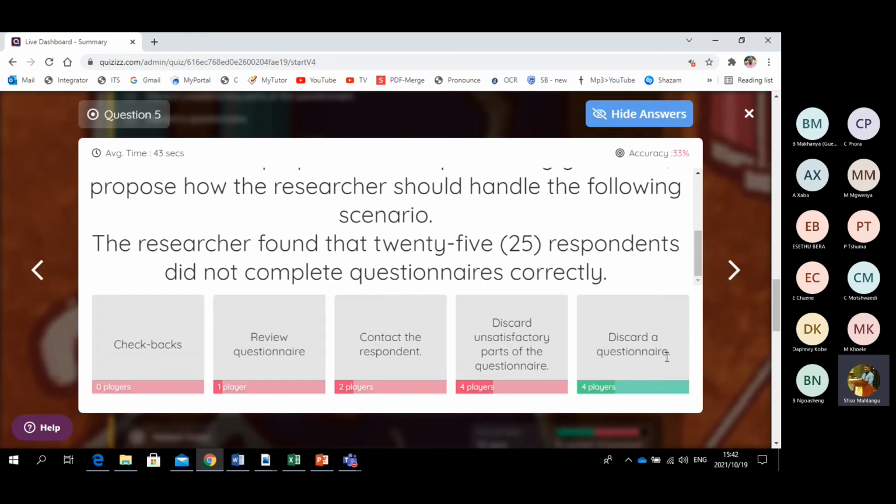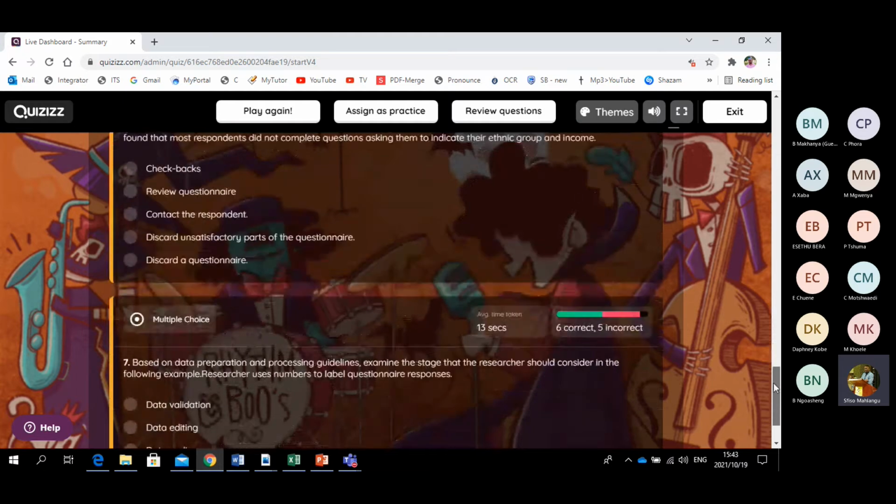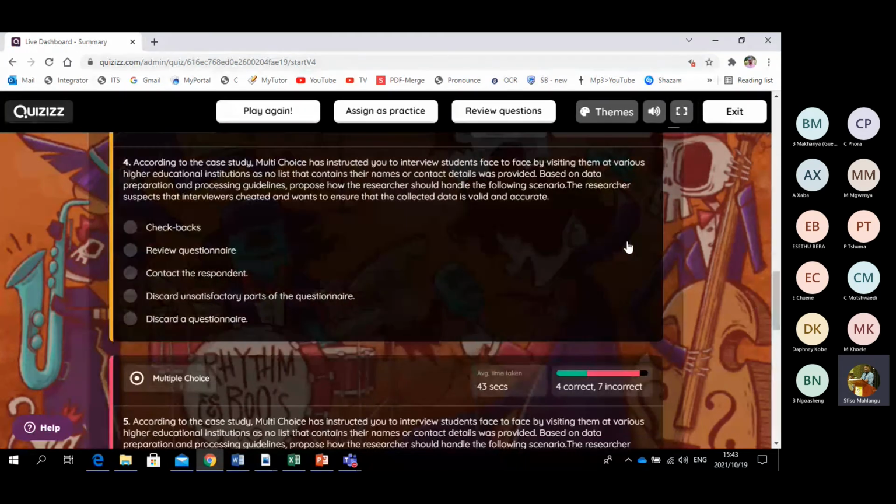And if you discard the whole questionnaire, that is also correct. So this question was on purpose, ladies and gentlemen. I wanted you to be able to see the relationship that can also happen. It could be a decision whether you want to throw the whole questionnaire or only a certain part of the questionnaire. Obviously, you'll make an informed decision once you know which questions were not completed, how they were completed, and so on.